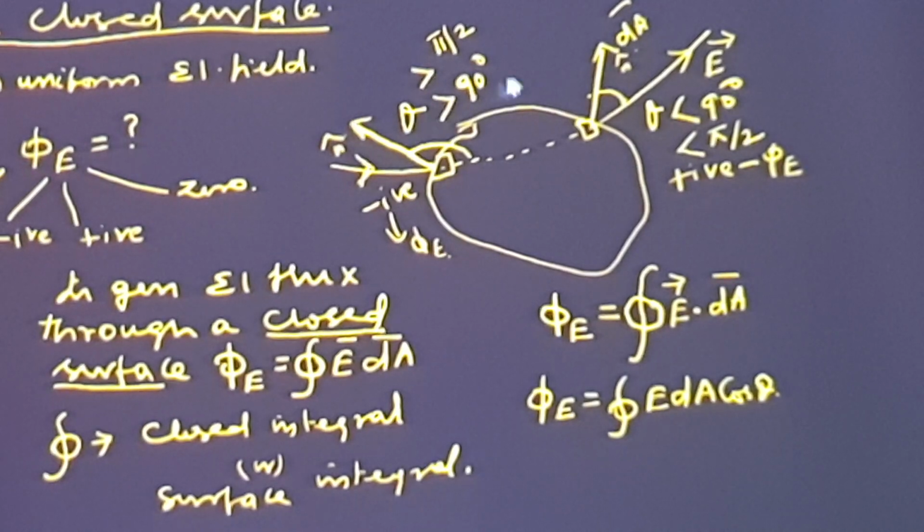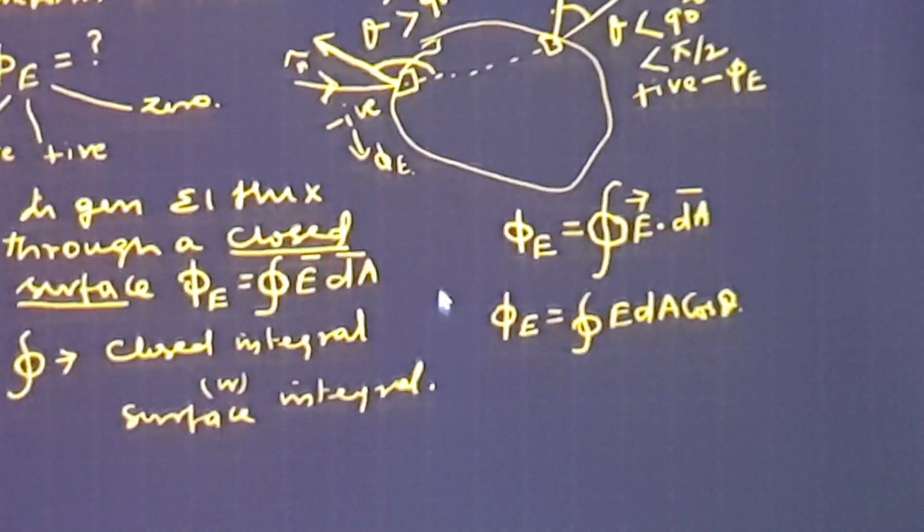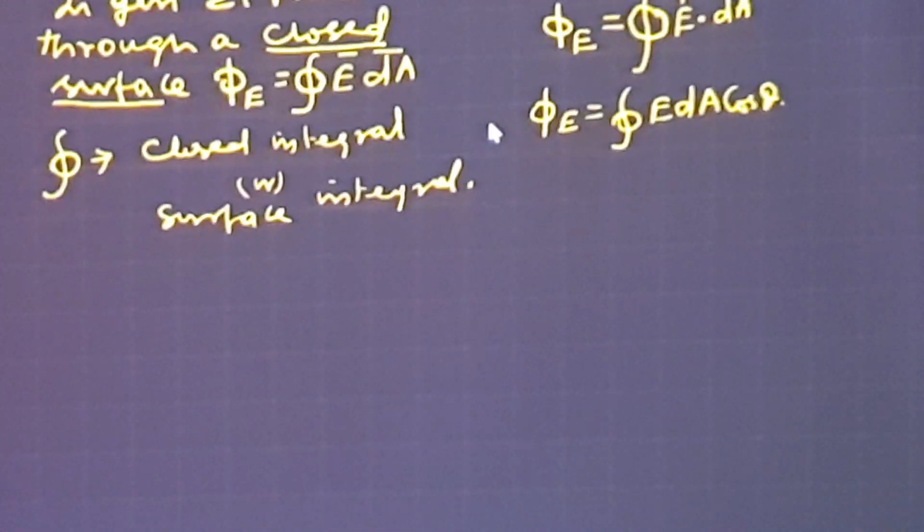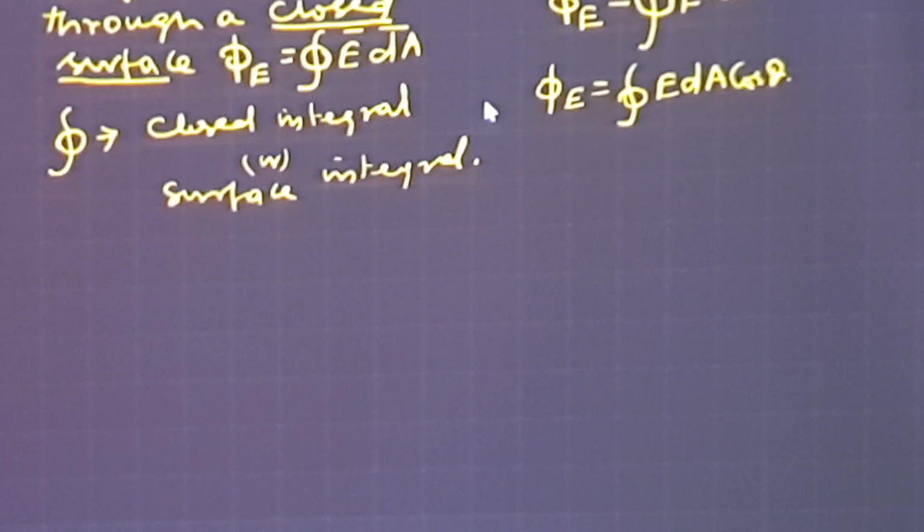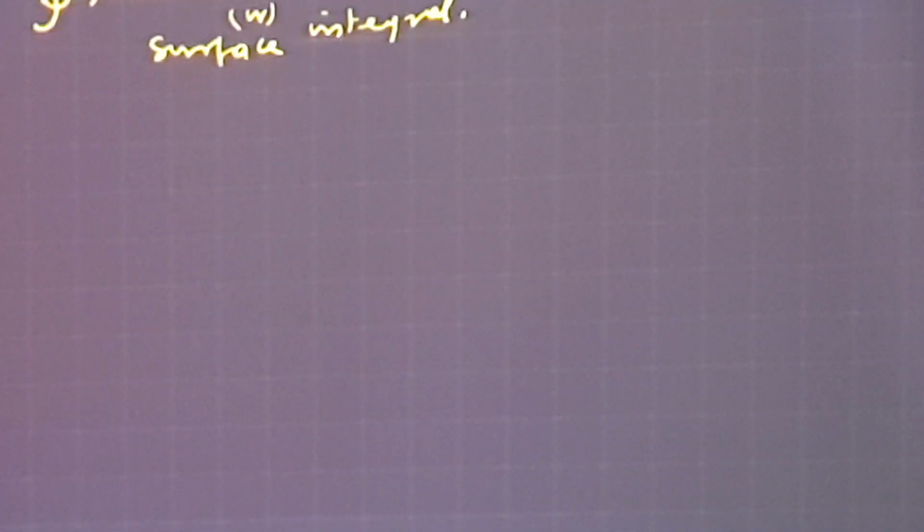If the angle theta is equal to 90, what will happen? If the angle theta is 90, it means the electrical lines of force and the normal drawn are perpendicular, or the plane is parallel. Then cos 90 automatically becomes 0, so flux will be equal to 0. So the three concepts, that is when the flux will be positive, when the flux will be negative, and when the flux is considered to be 0, we have to write out.